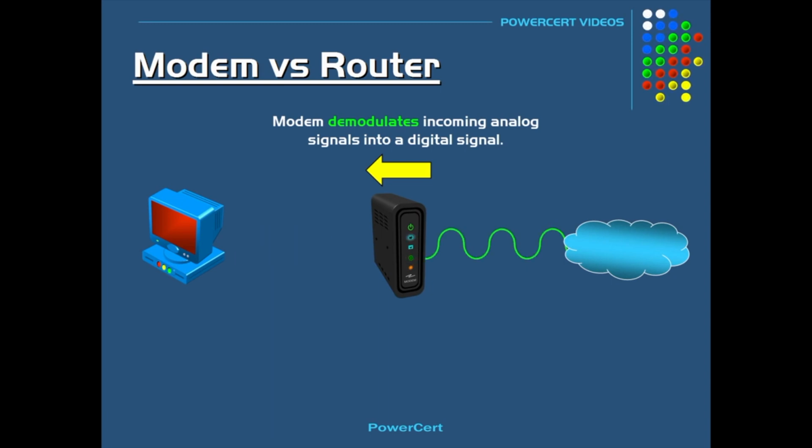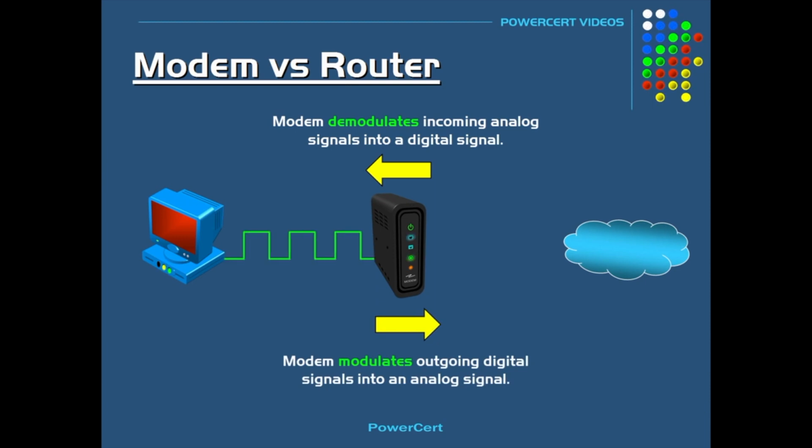And a modem also modulates outgoing digital signals from a computer into an analog signal as it goes out on the internet. And this is where we get the word modem. The word modem means modulator-demodulator, which is exactly what a modem does. It modulates outgoing data from a computer and demodulates incoming data from the internet.